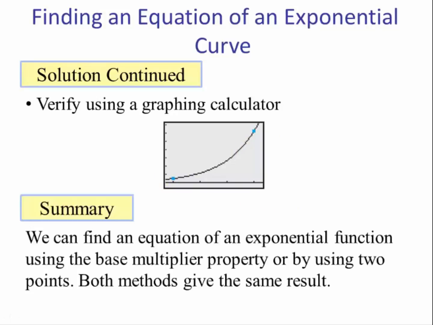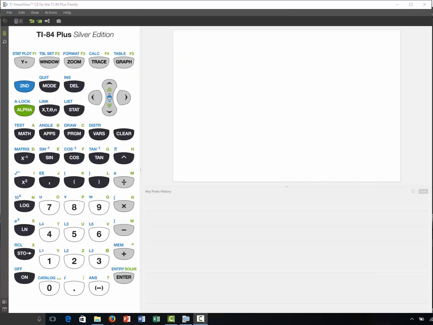Summary: we can find an equation of an exponential function using the base multiplier property or by using 2 points. Both methods give the same result. So now we know how to find the equation of an exponential function using 2 points algebraically.